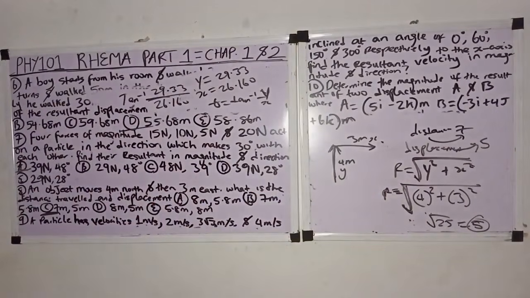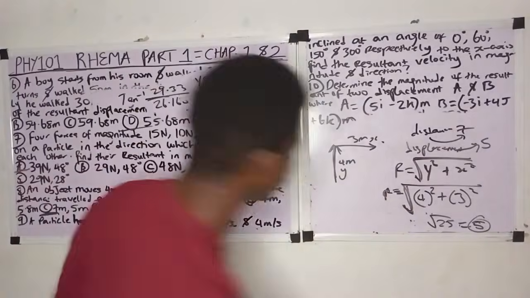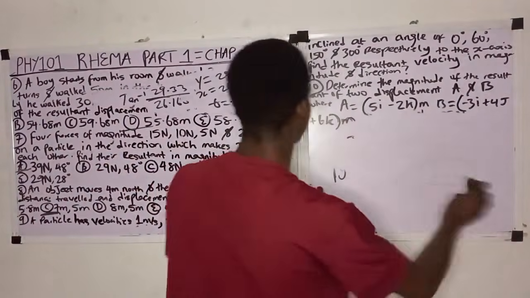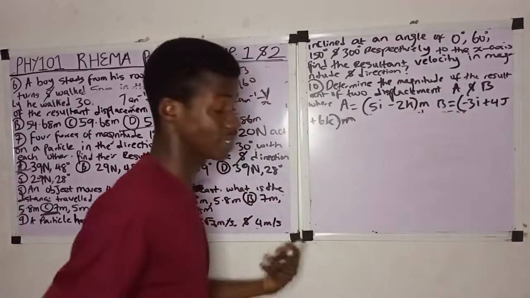Now let's go to question 9. A particle has, this is under resolution of vector algebra, so it's still very, very easy. Okay, so finding out vectors is very easy.